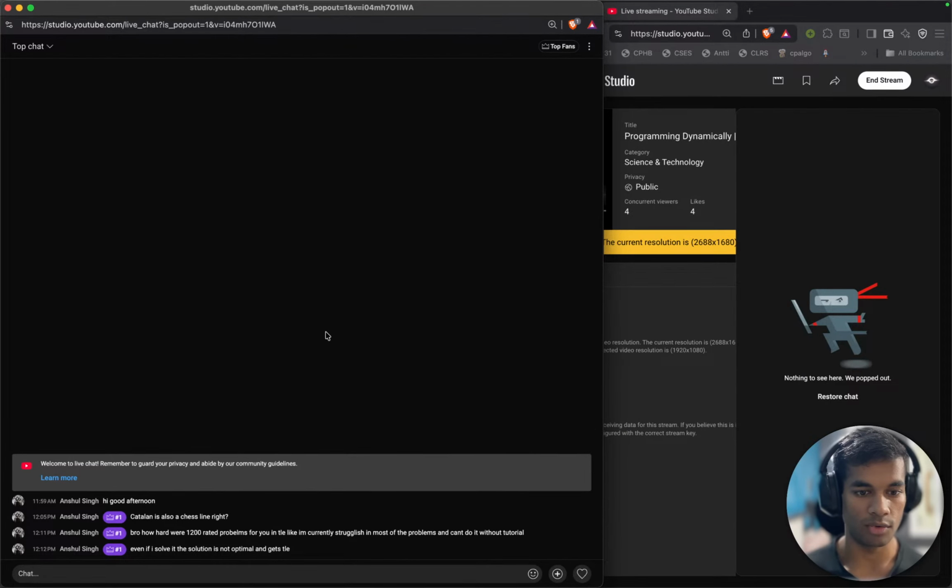How hard were 1200 iterative problems for you in TLE? I'm currently struggling in most of them and can't do them without a tutorial. Even if I solve it, the solution is not optimal and gets TLE.